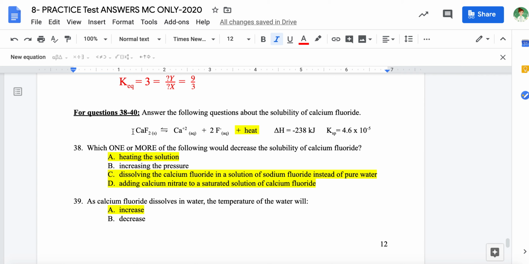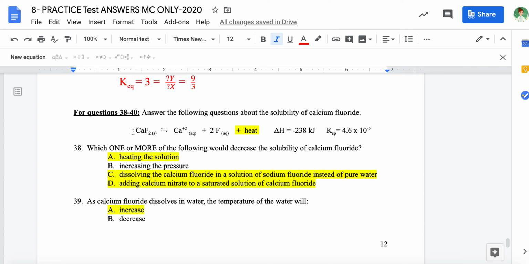Dissolving the calcium fluoride in a solution of sodium fluoride instead of pure water. This is another important property of solutions. If you were trying to dissolve some ionic substance in pure water, then you tried to dissolve the same ionic substance in something that already contains one of those ions, that number of ions is going to be smaller because you're essentially trying to dissolve it in something that already contains the ions that you're trying to get into solution.